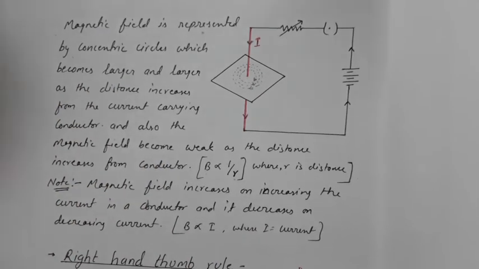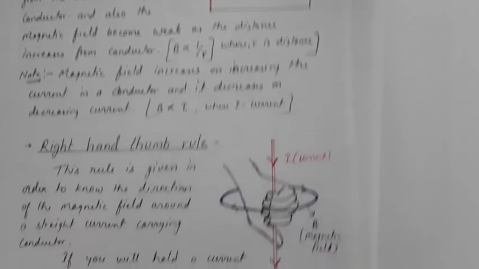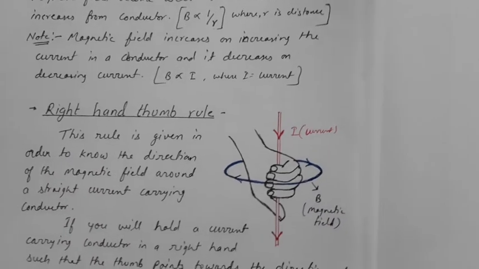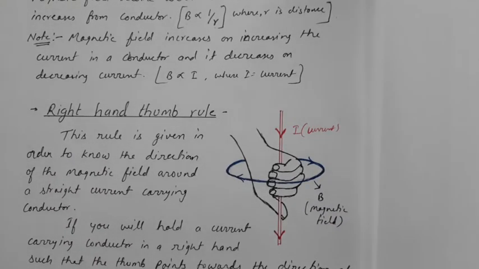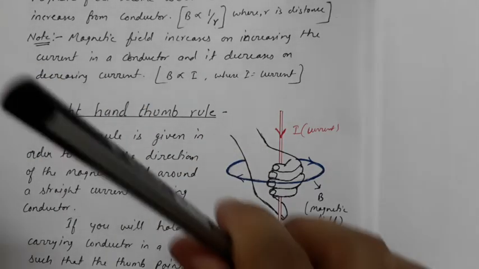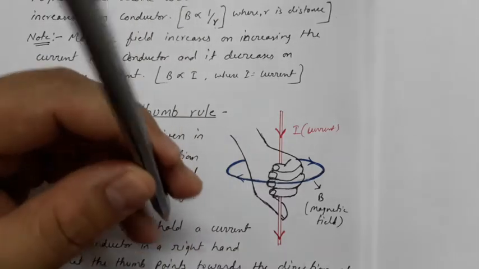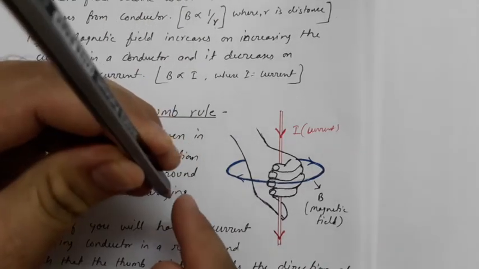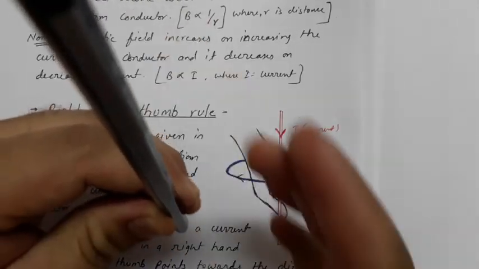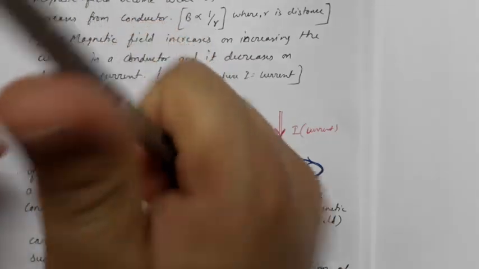Now if we want to know the direction of magnetic field, then how can we do that? So we apply a rule called the right hand thumb rule. This rule is also very important, and it is also known as the Maxwell corkscrew rule. So if we want to know the direction of magnetic field around a current carrying conductor, then what we'll do: suppose this is a current carrying conductor, and the direction of the current is moving from this point to this point, and we'll hold this conductor like this.